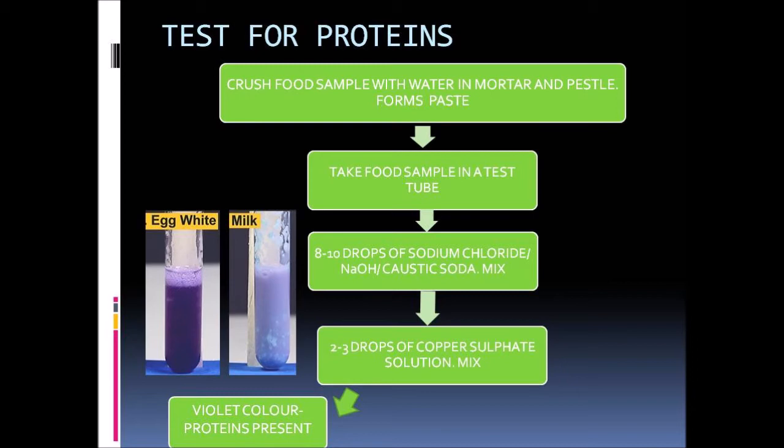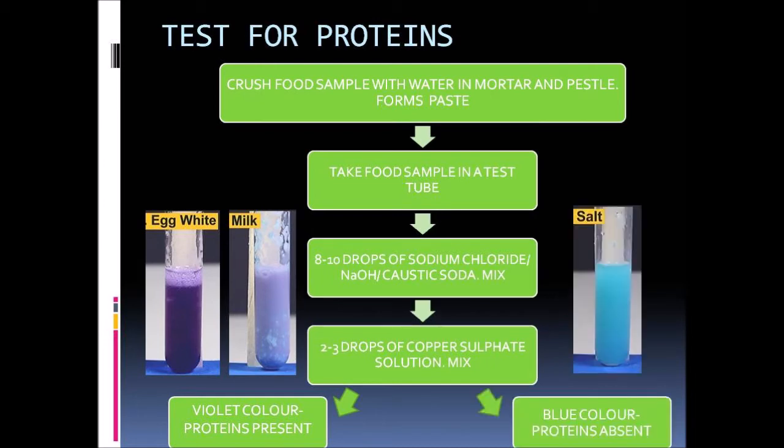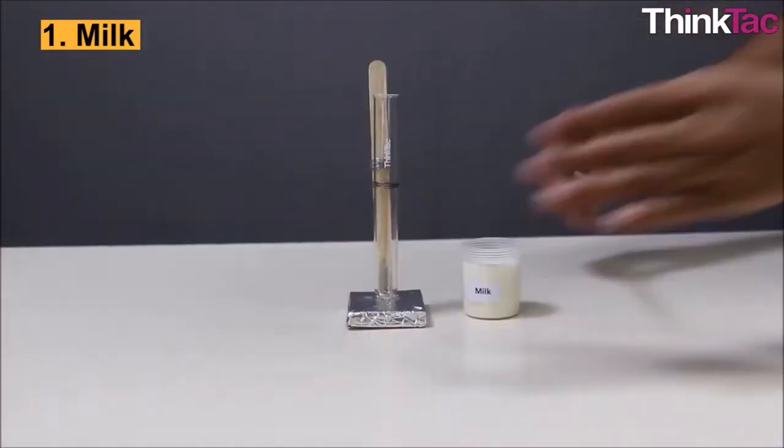Egg white, being a rich source of proteins, develops a dark purple color, while milk, also containing a slightly smaller amount of protein, develops a light purple color. If the food sample does not contain proteins, it remains blue in color, as shown in the sample of salt here. This video clip shows a positive protein test.